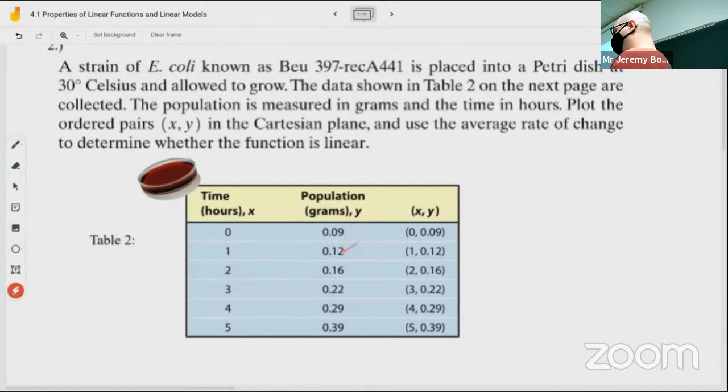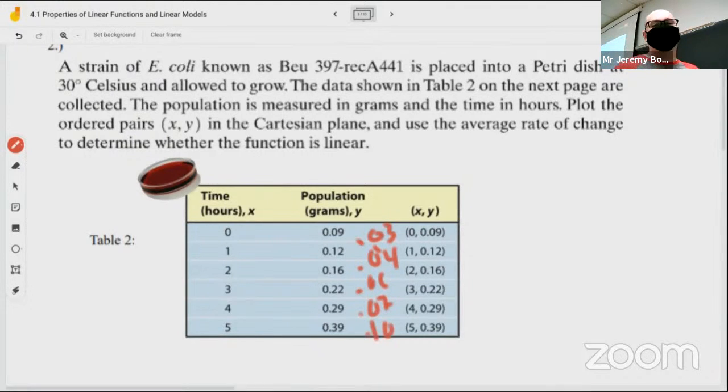Well, that increased 0.03, right? Between those two. How much did it increase here? From 0.12 to 0.16. That's what? 0.04, right? And so right there, you can see, no, that is not going to be linear. If you keep doing it, this is 0.06, this is 0.07, and 0.10. So every time X is increasing by 1, the amount that Y is increasing is changing. That means that this is not a linear function.